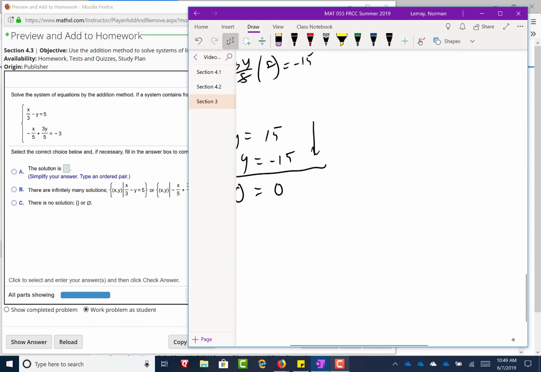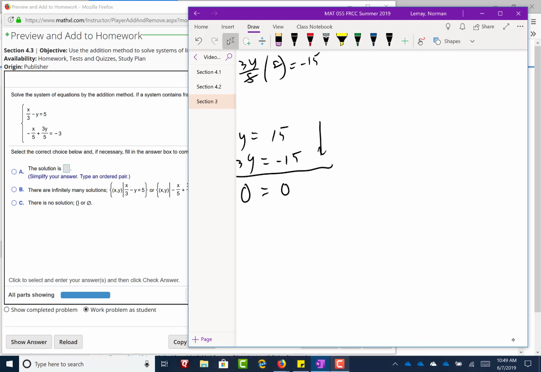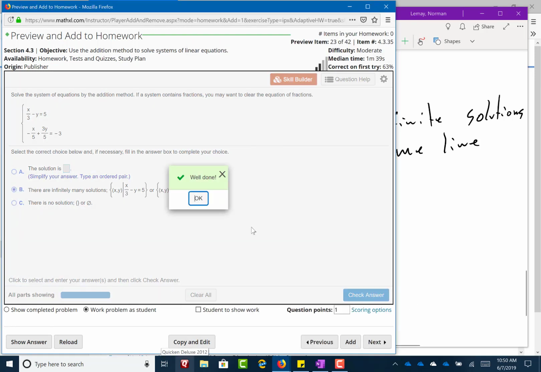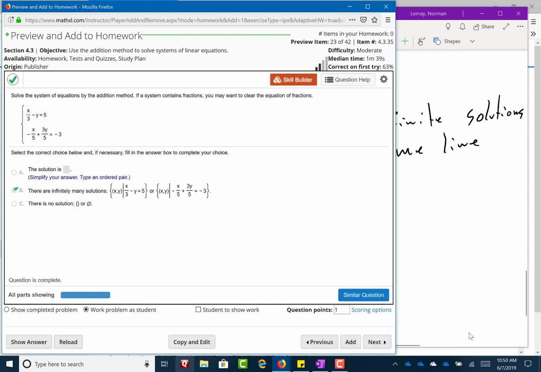So here we get a number equals a number, so we know that there are infinite solutions, which means that we have the same line. All right. So we just come over here, check this bad boy, check our answer, and ta-da!